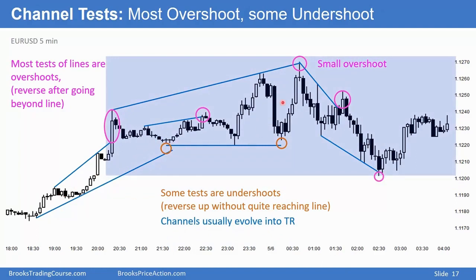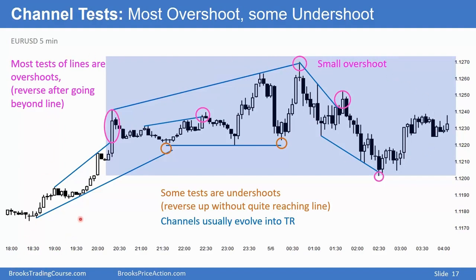Channel, it's an expanding wedge type of channel, but it's a channel. Channels usually evolve into trading ranges. We have a very strong bull breakout, a weak channel here. It tried to get stronger, 3 pushes up, and it evolved ultimately into a trading range.